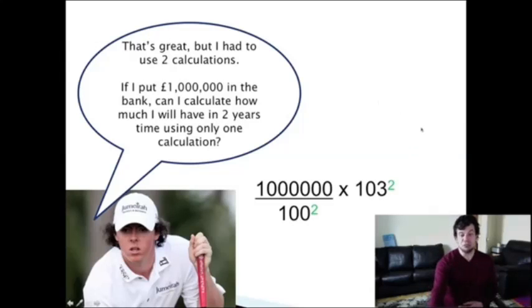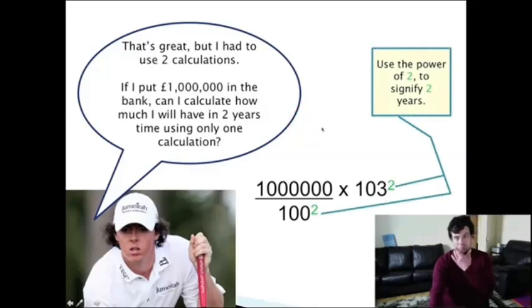Well, it's very similar, the calculation is very similar to what you had before, where you have the original amount of money, £1 million, you divide it by the 100% and multiply by the 103% because the 103 represents 3 more than 100. But look, you've got to the power of 2, or squared, on both the percentages. That power of 2 signifies that we want to see how much money in 2 years' time. Be careful when you type this in the calculator.